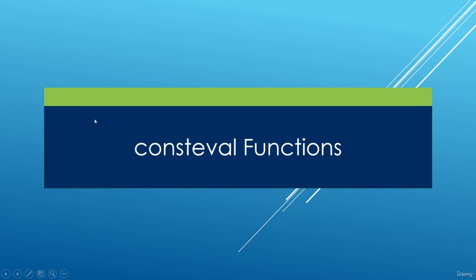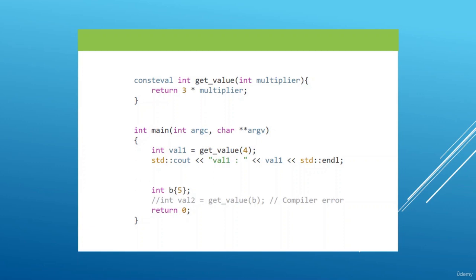In this lecture, we're going to learn about consteval functions. And consteval is a keyword that was introduced in C++20 to guarantee that the function gets evaluated at compile time. And if the function can't get evaluated at compile time, you're going to get a compiler error.